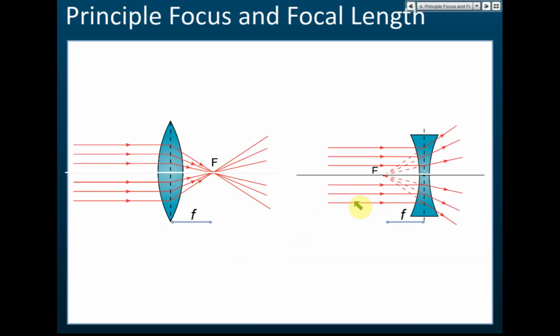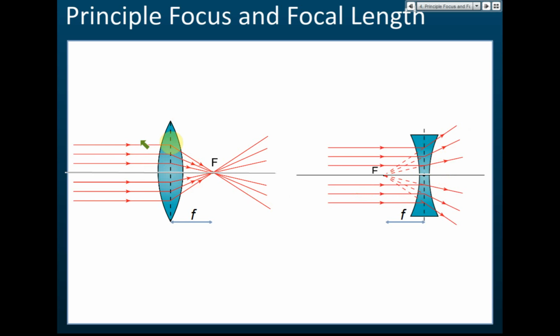Then how about principal focus and focal length? Let's see this one first. Consider light rays that are parallel to the principal axis. It's not clear here, let me draw it again. So we have a principal axis here, and these are the light rays parallel to the principal axis. When they pass through the lens, for a convex lens they will be converged, and for a concave lens they will be diverged.